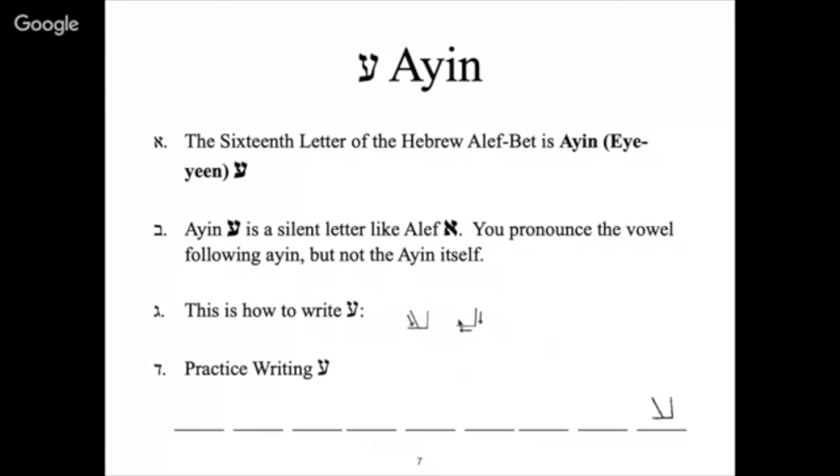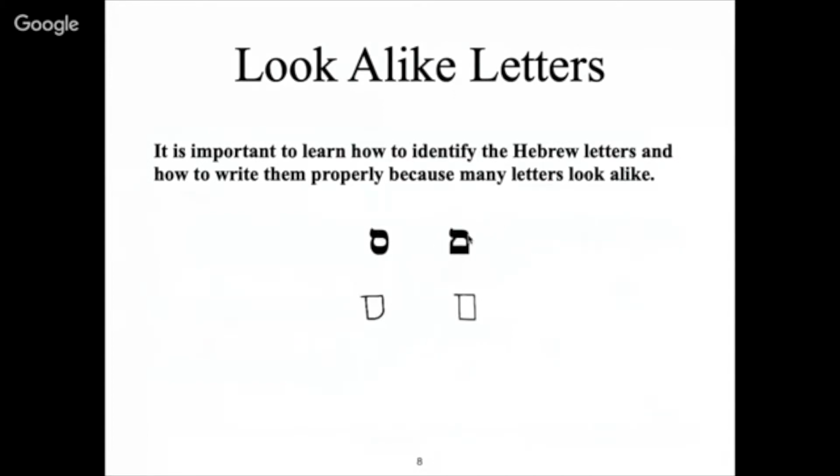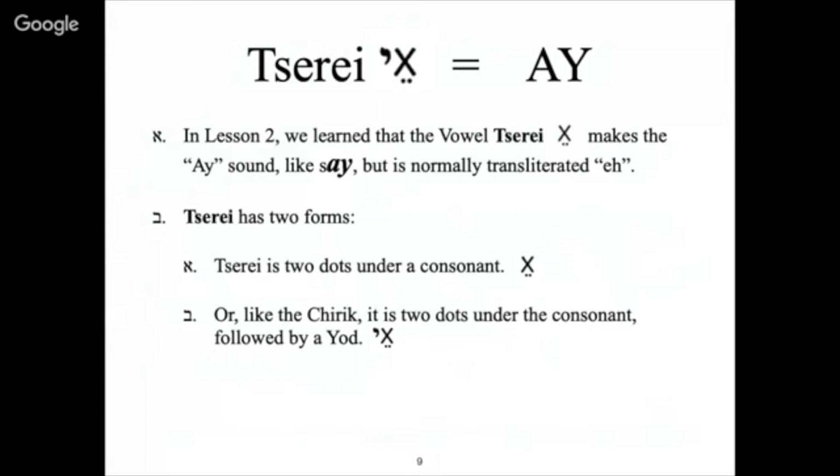The Ayin. Look-alike letters: the Samech and the final Mem. The difference between them is the Samech is circular at the bottom, and the Mem is squared off, right? But the handwritten versions of the final Mem and the Samech are even closer. Okay, so in lesson 2, we learned that the vowel Tsere makes the A sound, like 'say.' Tsere is 2 dots under a consonant, or like the Hirik, it is 2 dots under the consonant followed by a Yod.